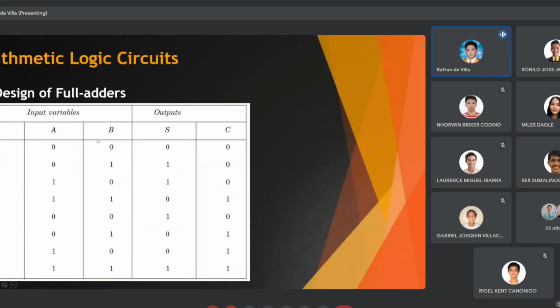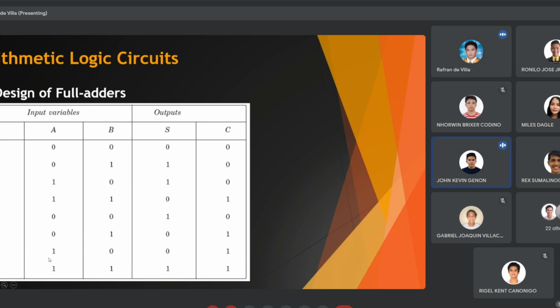So, looking at the design, again, 0 plus 0 plus 0, sum 0, carry 0. 0 plus 0 plus 1, you have the sum 1 and carry 0. So 0 plus 1 plus 0, of course, 1 is the sum, 0 is the carry. 0 plus 1 plus 1, then you have here 0 for the sum and 1 for the carry. Okay? So initially, it's just repeating operations.